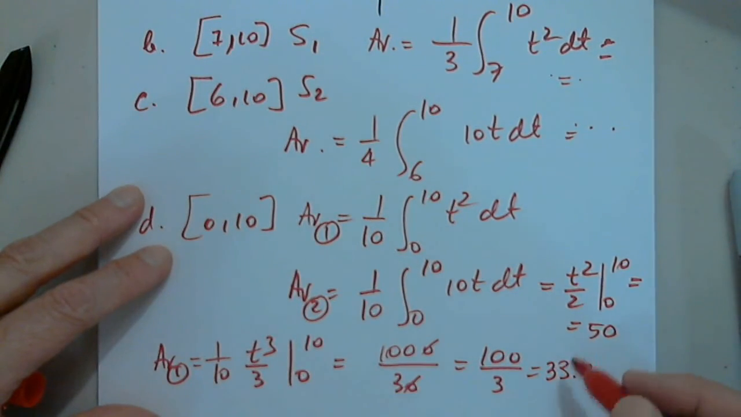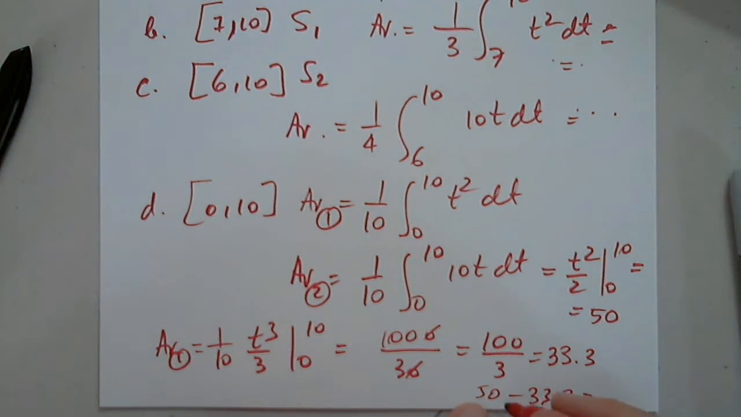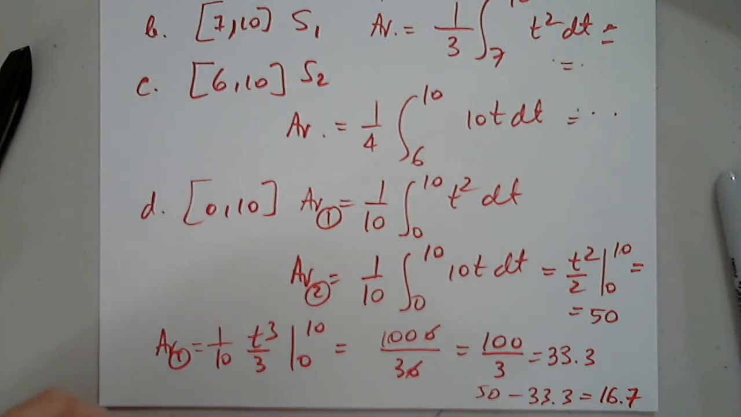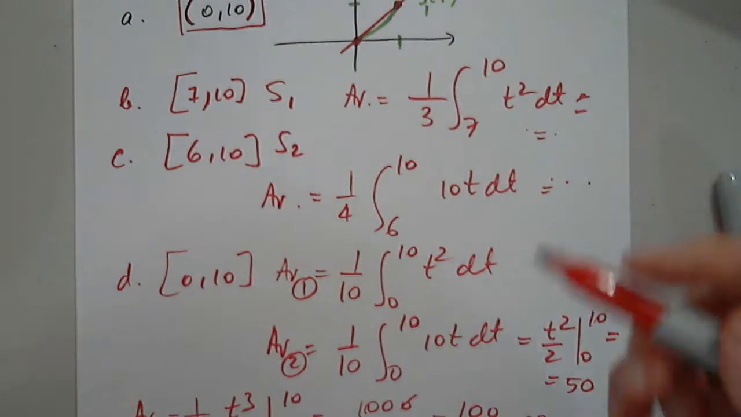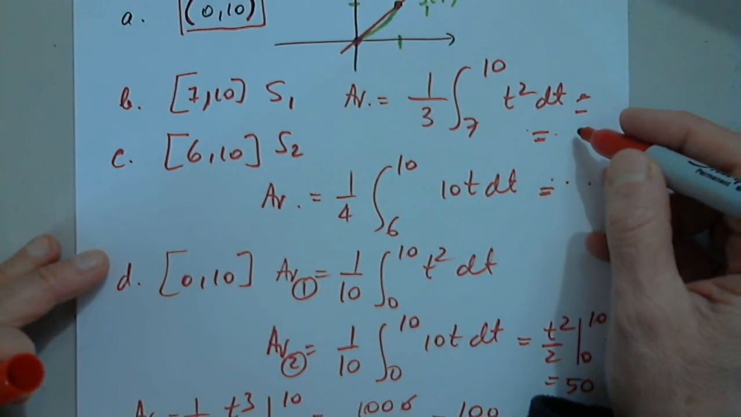So how far apart will they be? So 50 minus 33.3 is how much? 16.7. So that will be the difference between the two. And I could use the numbers here if we have them. If not, I'll calculate them.